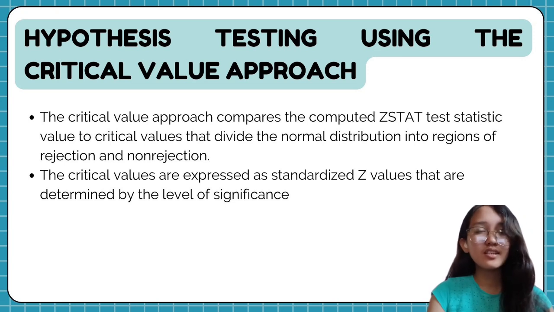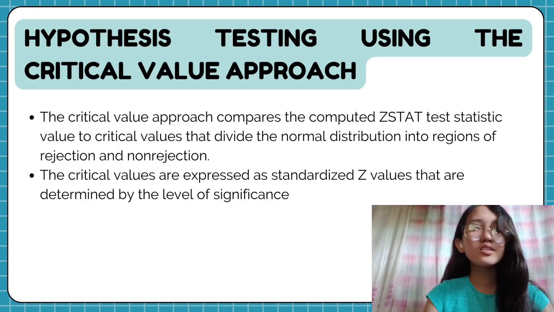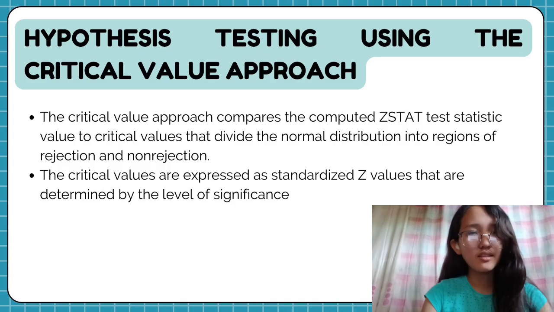Critical values are the cutoff points that define the rejection region and non-rejection region of the normal distribution. They depend on your level of significance, like 0.05 or 5%. If the z-stat falls into the rejection region, you reject the null hypothesis. If it falls into the non-rejection region, you fail to reject the null hypothesis. For example, if alpha is equal to 0.05 and it's a two-tailed test, the critical values are around plus or minus 1.96. If the z-stat is beyond plus or minus 1.96, the result is statistically significant, so you reject the null hypothesis.